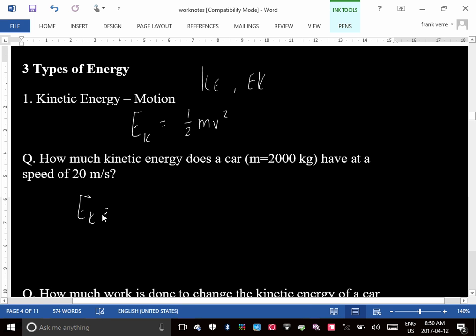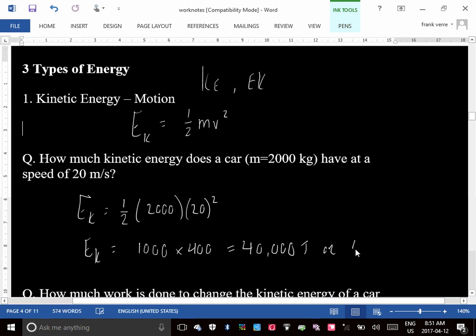So the kinetic energy of this car would be a function of 1/2 times its mass, which has got to be in kilograms. So it's 2,000 times its speed squared. So 20 squared. So the kinetic energy of the car is 1/2 of 2,000 is 1,000 times 20 squared is 400. So that ends up being 40,000, right? 40,000 joules, or 4 times 10 to the, wait, that's 3, 2, should be 400,000, yep. Sorry, 400,000, or 4 times 10 to the 5 joules. Okay? There you go. We're done.